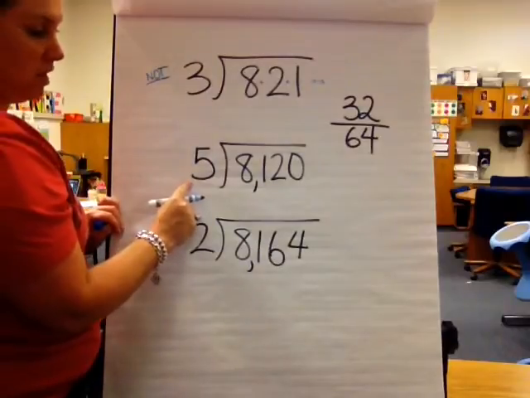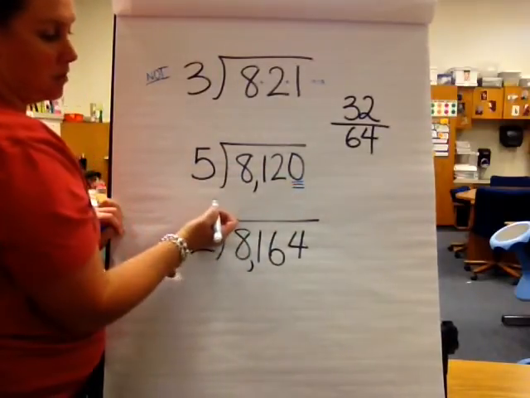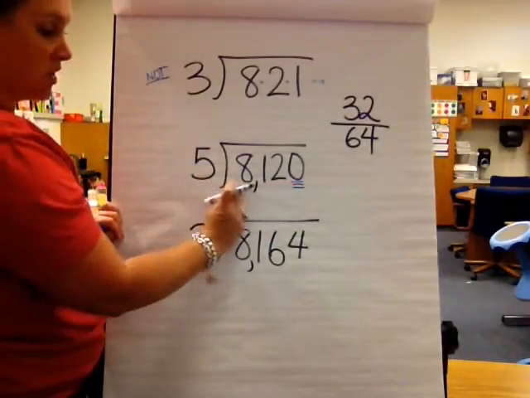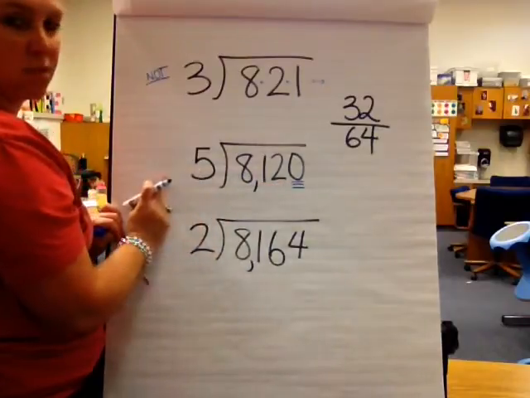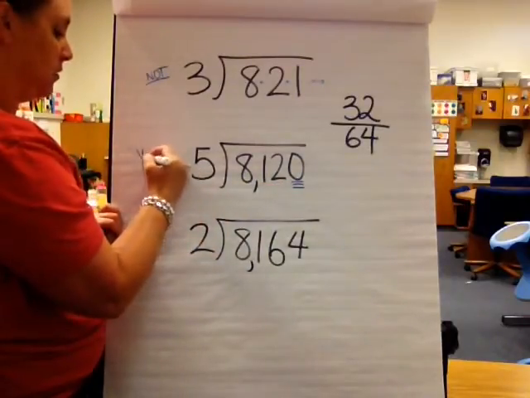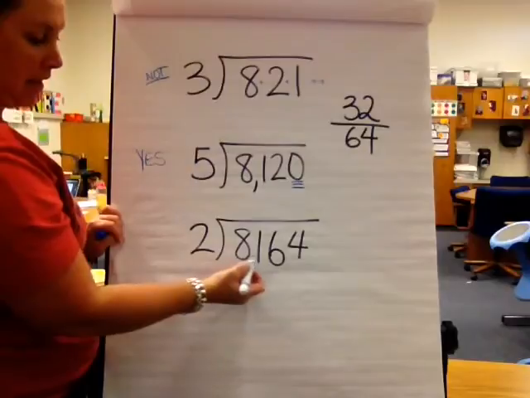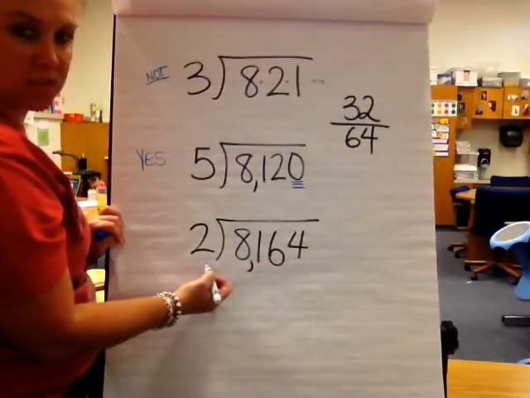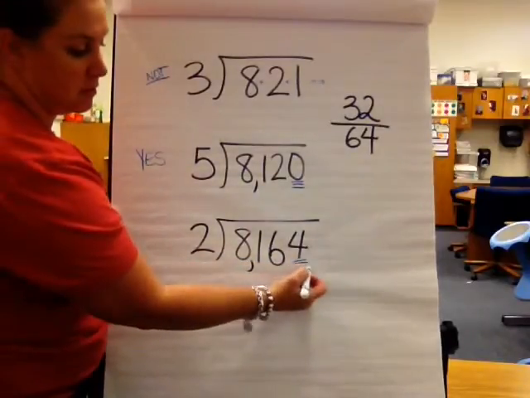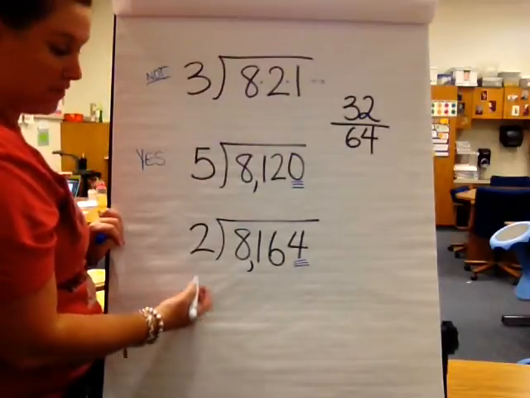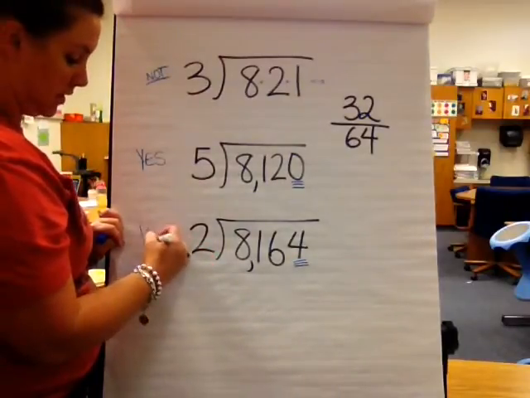Okay, my 5 rule. What is my 5 rule? Does it end in a 0 or a 5? This one ends in a 0. So is 8,120 evenly divisible by 5? Yes, it is. 8,164. My 2 rule is, it ends in a 4, which is an even number, so therefore, yes, it is.